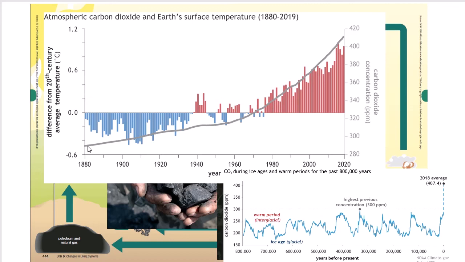So the gray line here shows our carbon dioxide concentrations, which for the past 800,000 years haven't risen above 300 parts per million, right? 300 parts per million is right here on this top graph. So they haven't risen above that over the last 800,000 years, but they did rise above that in the early 1900s. And as the carbon dioxide levels have risen, now they're over 400 parts per million.